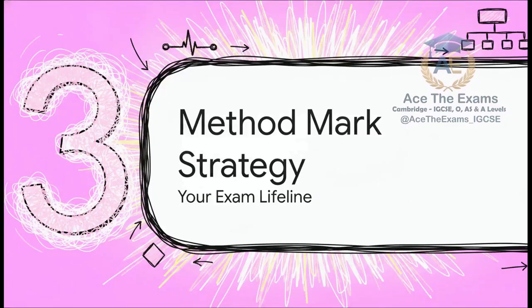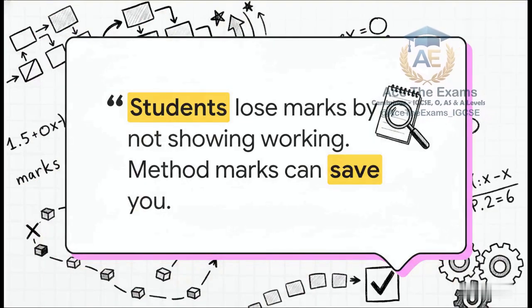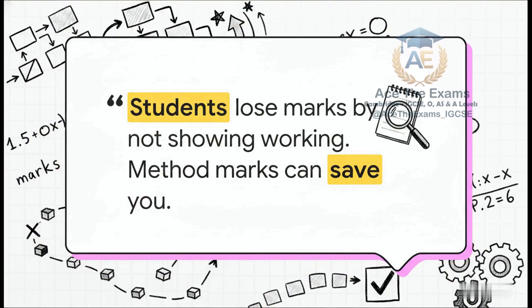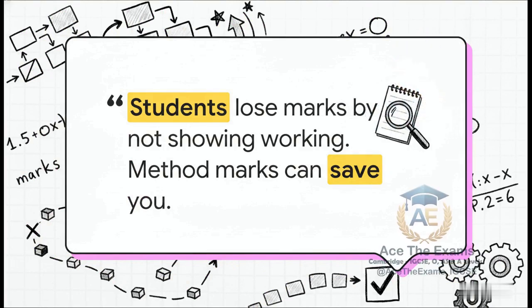Next up is Section 3, the method mark strategy. This is a massive alert directly from the examiners themselves. They explicitly state, students lose marks by not showing working. Listen to me, algorithmic thinking requires step-by-step decomposition.